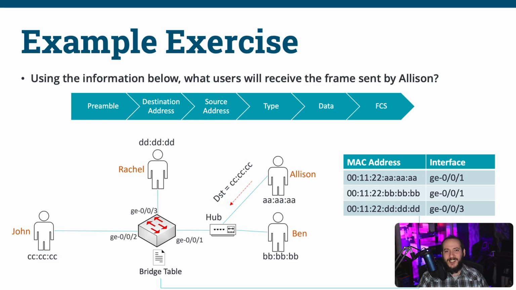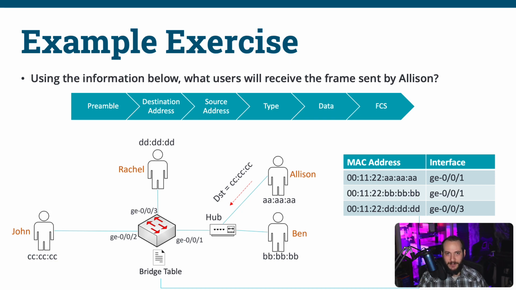Recall that in a single collision domain, all connected devices will receive data transmitted by any other device in the collision domain. Also recall that a hub connects multiple ports into a single collision domain. Since Ben is connected to the same hub as Allison, he is in the same collision domain as Allison, and he will receive that frame even though it's not destined for his MAC address. So his device will likely ignore the frame.